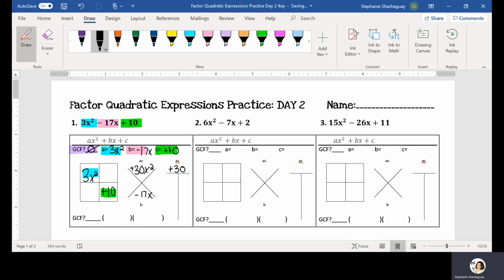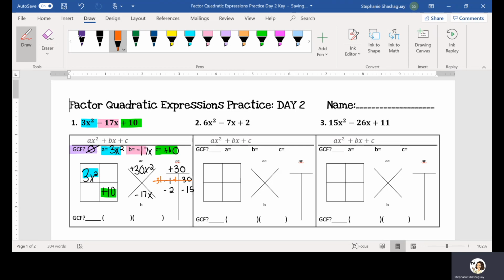Well, 1 times 30, but I have a negative number and a positive product, so those are both going to be negative. If I add those together, I'm going to get a negative 31. That is not the correct answer. It's not what I'm looking for, so I'm going to move on to my next factored pair, which would be negative 2 and negative 15.